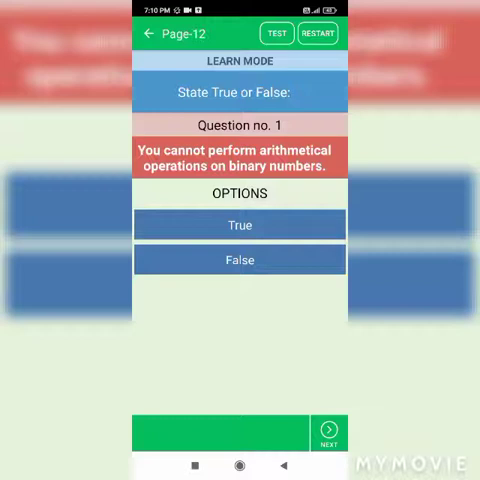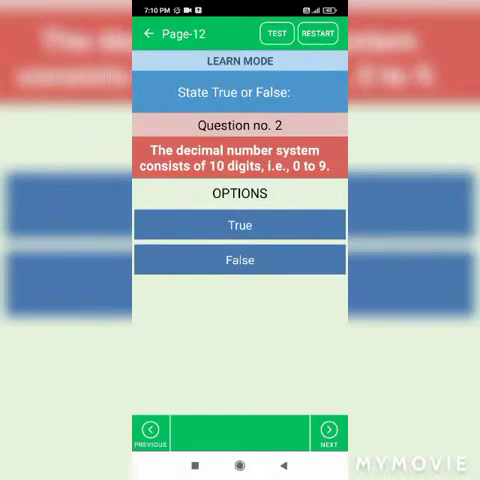First question. You cannot perform arithmetical operations on binary numbers. Is it true or false? You all are correct. The answer is false. Question number 2. The decimal number system consists of 10 digits, that is 0 to 9. Is it true or false? Obviously correct. True. Right answer.